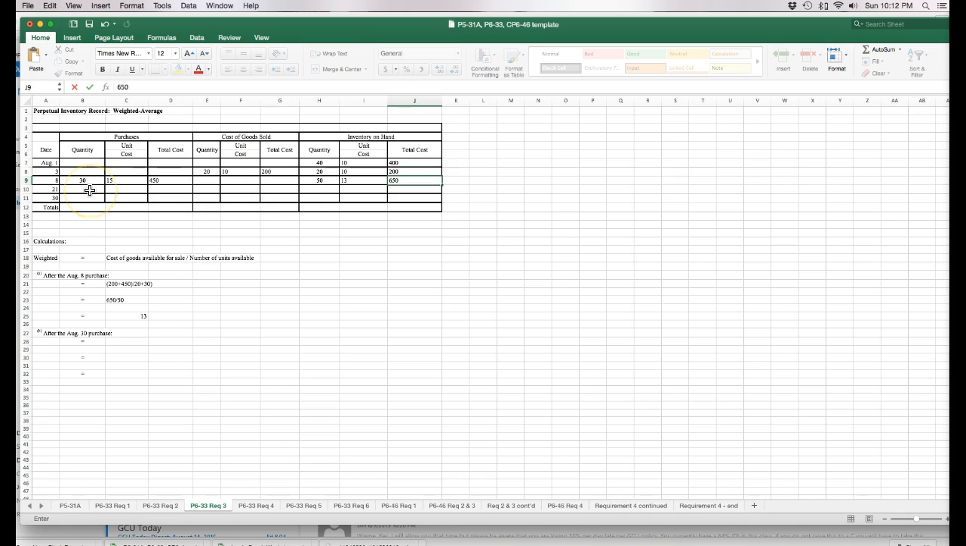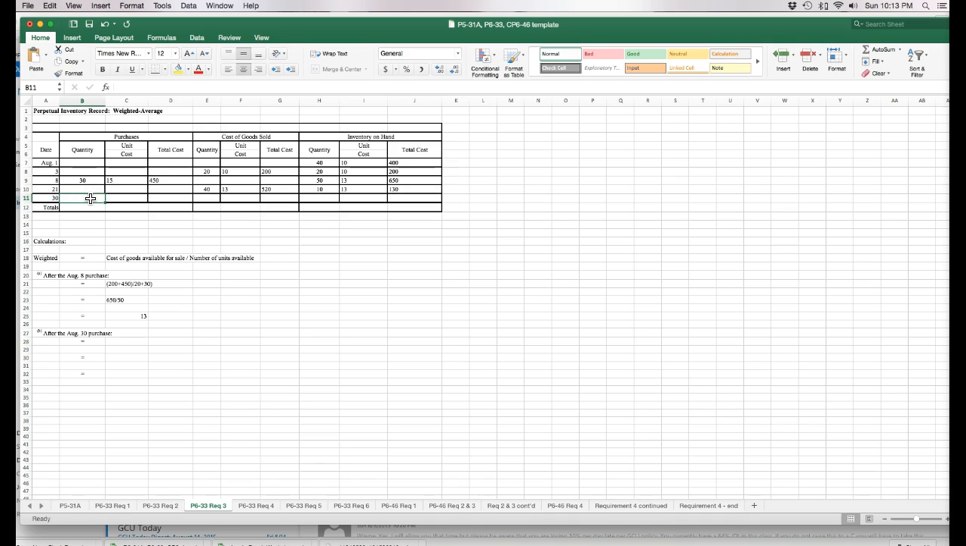Now on the 21st, we sell 40 units. Now what is our unit cost? We're going to use the unit cost that we calculated with the weighted average. So we're going to use $13. So 40 times 13 is equal to 520. So we have sold 40 of them. We have 10 left at $13 for a total of $130.